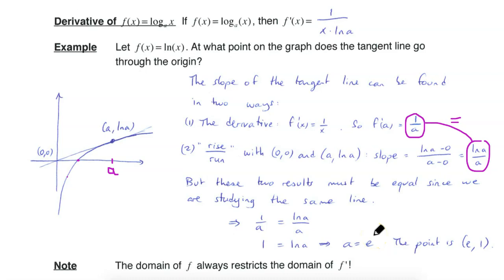Then I can plug it back in and find that the point is (e, 1). So that point right here is e, which is 2.7, and 1 up. A very neat exercise. Thinking about using the slope in two different ways, rise over run and the derivative, and combining these two ways allows us to find the answer.